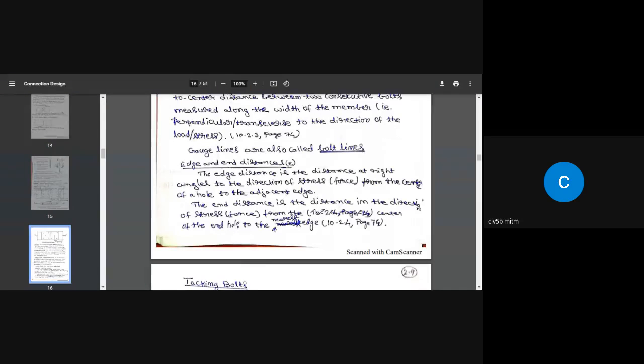For that, go to page number 74 of the code, first column, clause 10.2.4.2. It says 1.7 times the hole diameter in case of sheared or hand flame cut edges, or 1.5 times the hole diameter in case of rolled edges. So I need to tell you what the hole diameter is and what the bolt diameter is.